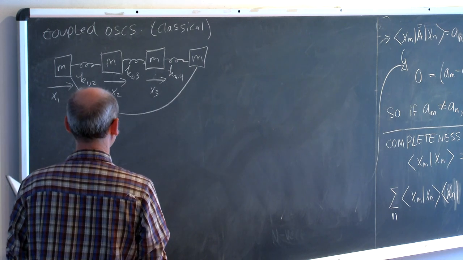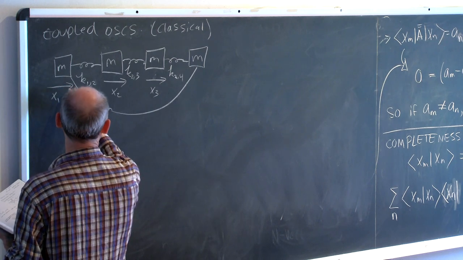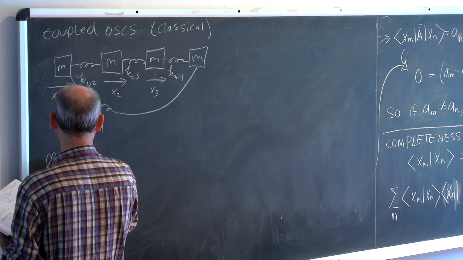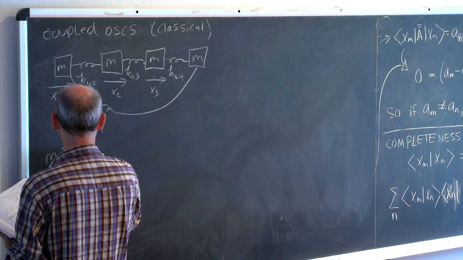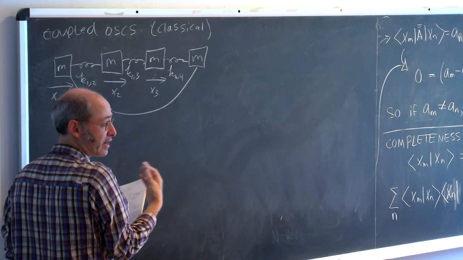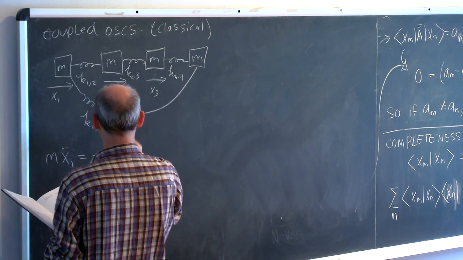And if I write down Newton's second law for this, let me start with the first object. So its mass times acceleration is equal to the forces on it. And the forces on it are just the compression of any spring to which it is attached. So there's a force on it due to this spring.